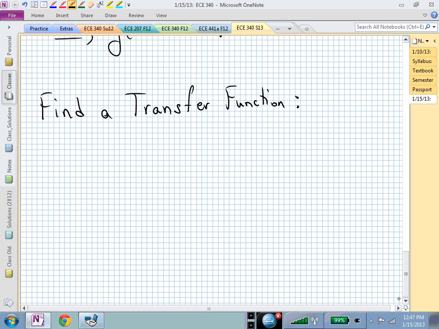We're wanting to find this for non-negative values of time. Do we need to worry about the initial conditions on the inductor and capacitor if we're finding a transfer function? Do you remember how to incorporate initial conditions on inductors and capacitors?